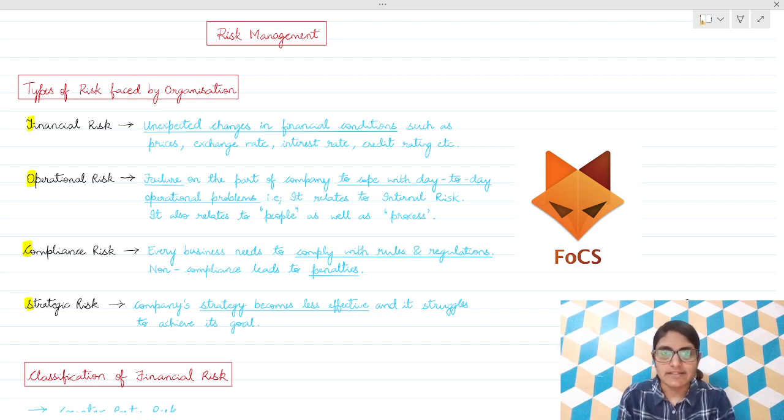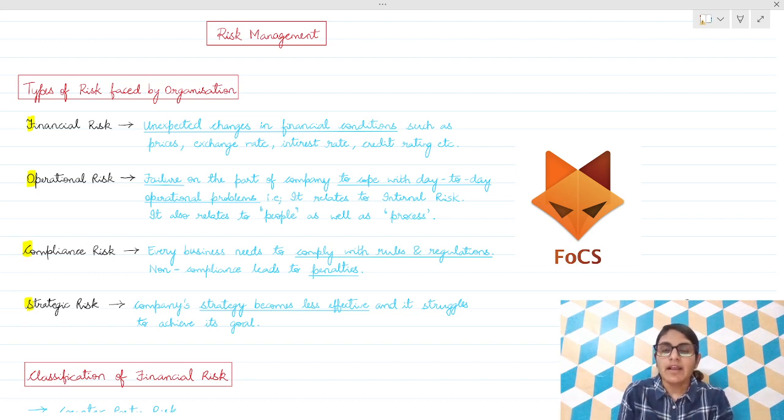What is financial risk? Unexpected changes in financial conditions. What is operational risk? Failure to cope with day-to-day operational problems. What is compliance risk? Failure to comply with rules and regulations will lead to penalties.